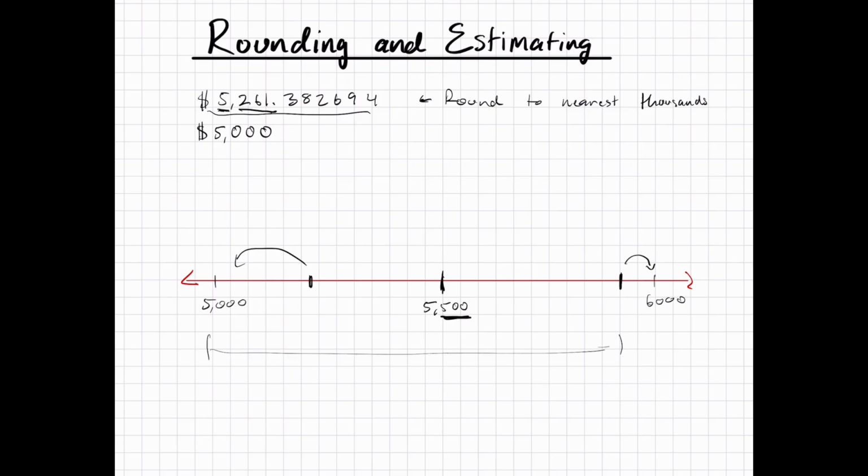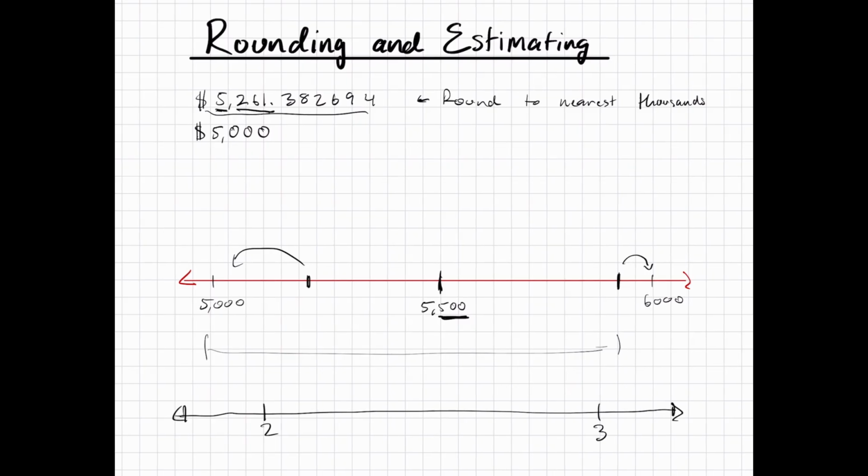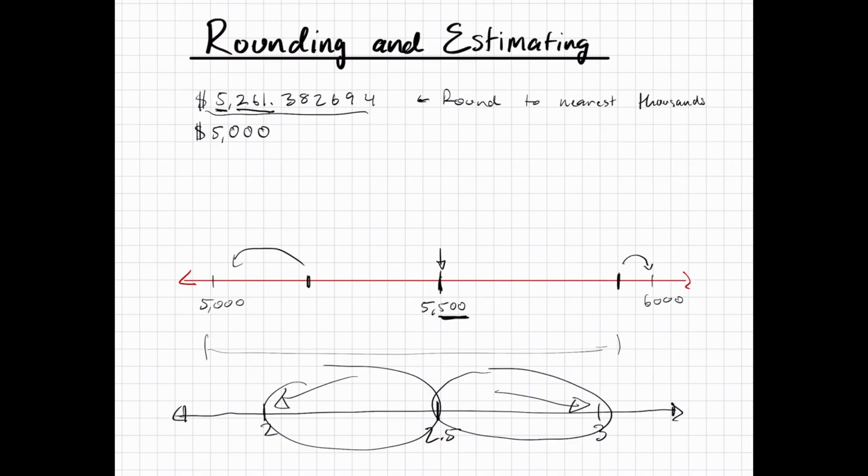Right? We can think about this on a simpler scale. Right? Let's say we were rounding between the number 2 and 3. Okay, so we have, say, 2 here, 3 here. Halfway between it would be 2.5. So anything in this range would round down to 2. Anything in this range would round up to 3. Now, what do we do about the number exactly in the middle? 5,500, for example, or 2.5. Well, that number by convention rounds up.